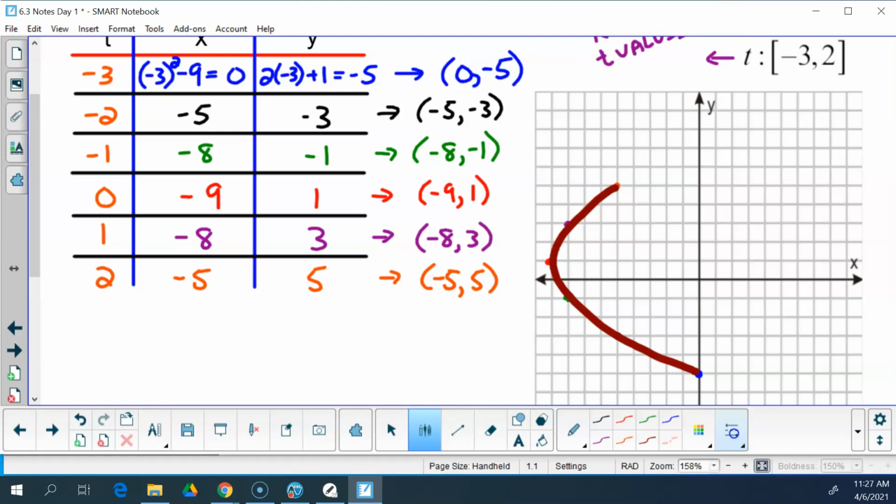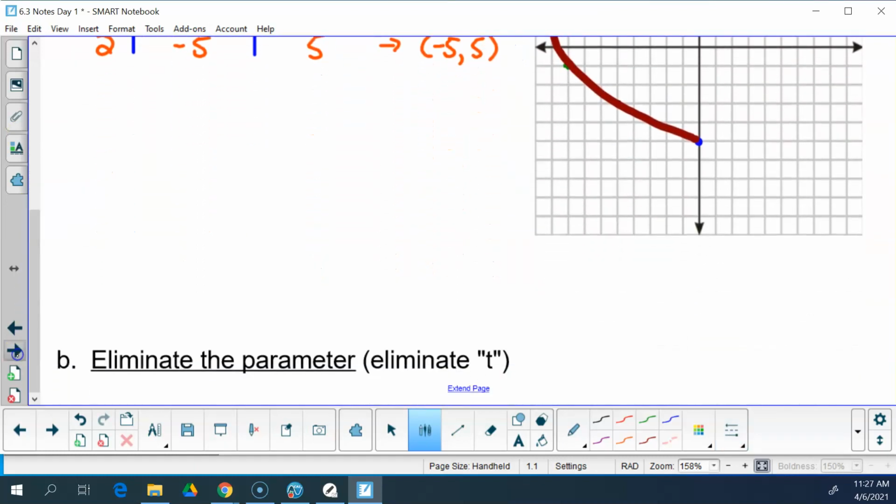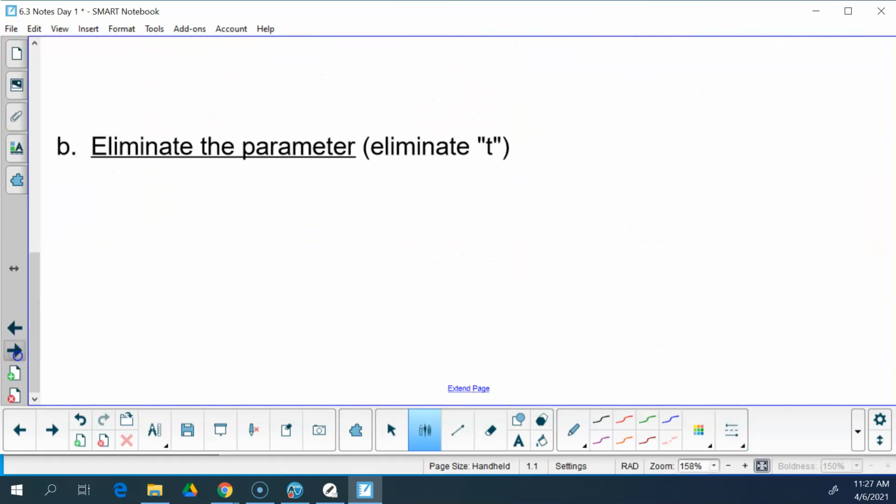Now, the other part of this question is it's asking you to eliminate the parameter, or eliminate t. And there are 3 quick and easy steps to do that. First off, you're going to solve x or y, it doesn't matter which one, for t. So looking at the parametric equations, x equals t squared minus 9, y equals 2t plus 1.